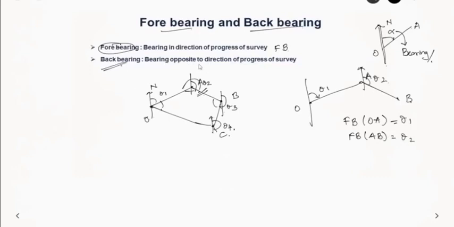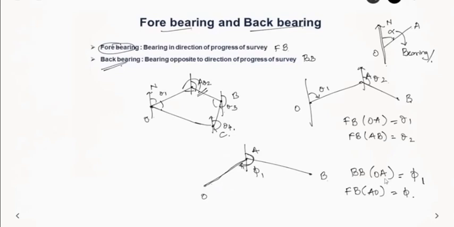So it is the bearing opposite to the direction of progress of survey. Suppose this was your direction of progress of survey, this is O, same thing I am drawing here, O, A and B. And so what will be the back bearing of this line OA? So back bearing of OA is, you need to measure the bearing opposite to the direction of progress of survey. So that is from this point. So this is your back bearing of OA, that is phi 1. And if your direction of progress of survey was AO, then this is nothing but forebearing of AO. So forebearing of AO equal to back bearing of OA.